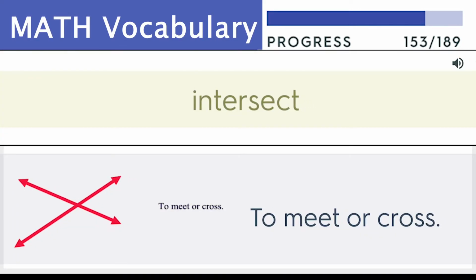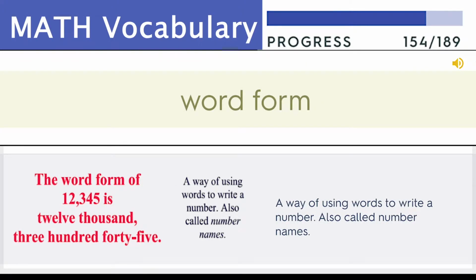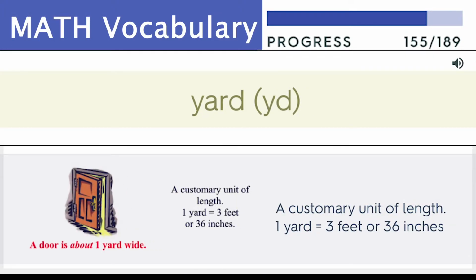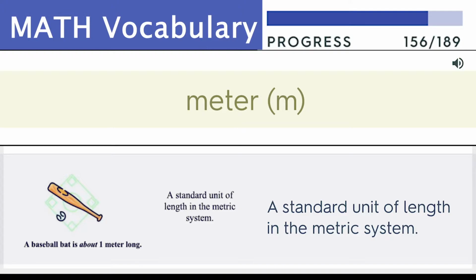Intersect. To meet or cross. Word form. A way of using words to write a number, also called number names. Yard. A customary unit of length. 1 yard equals 3 feet or 36 inches. Meter. A standard unit of length in the metric system.